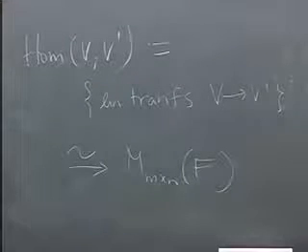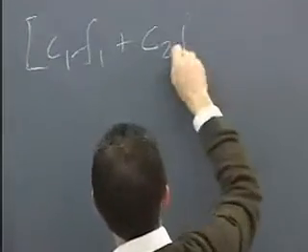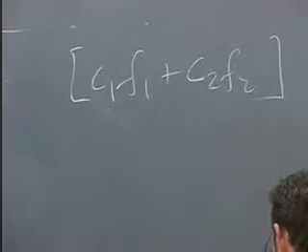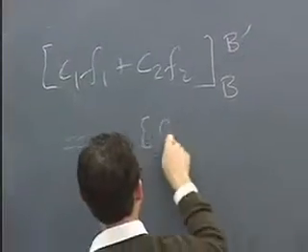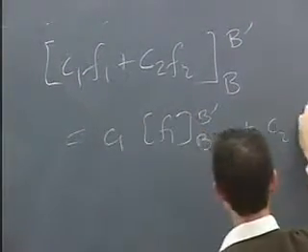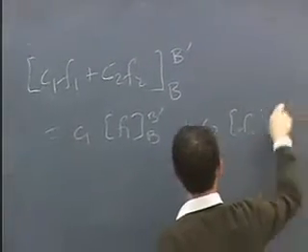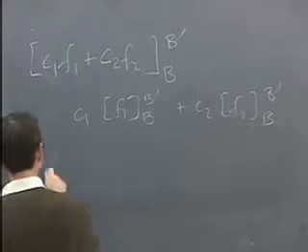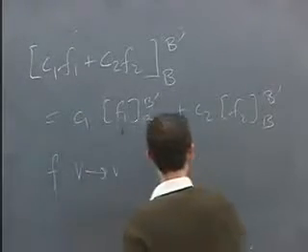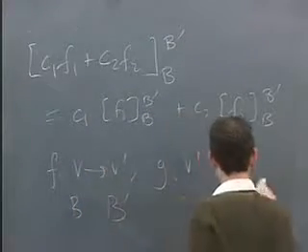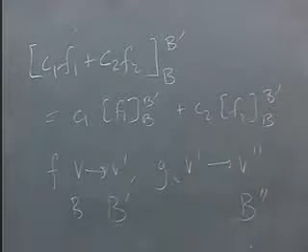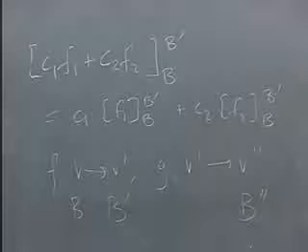So, put explicitly, C1F1 plus C2F2 with respect to some b and b prime is equal to C1F1 with respect to b and b prime plus C2F2 with respect to b and b prime. Now, moreover, if I have, again, f from v to v prime and g from v prime to v double prime, and again, I equip these things with bases b, b prime, and b double prime, then exactly the composition structure that you expect to be preserved is preserved. Again, this just follows from what we saw before.